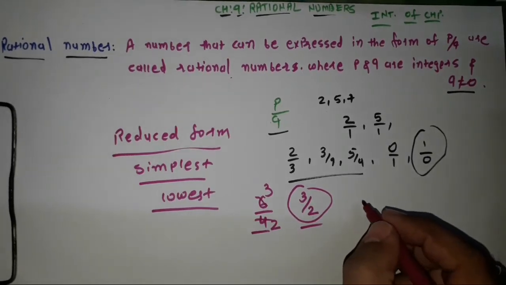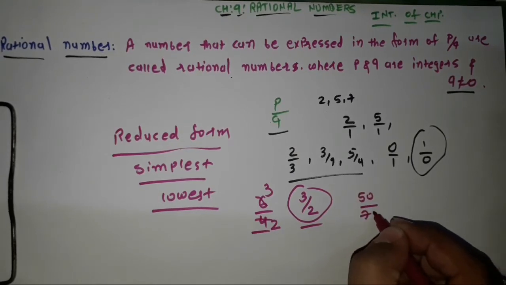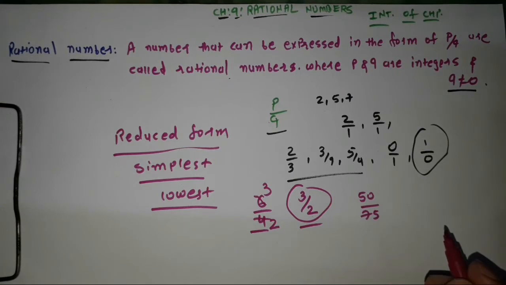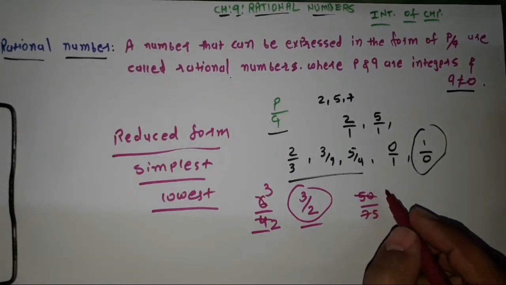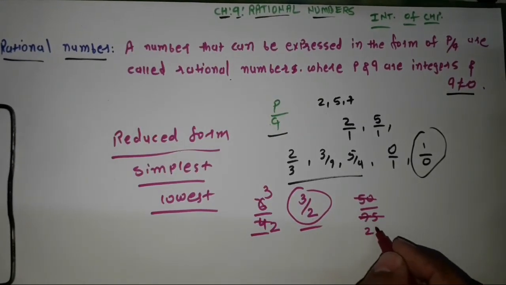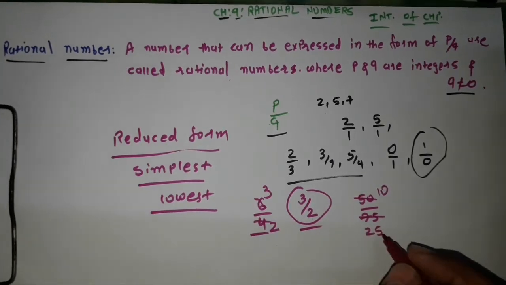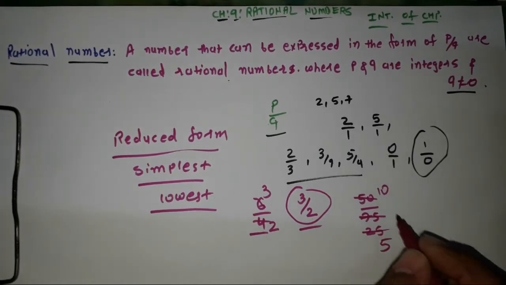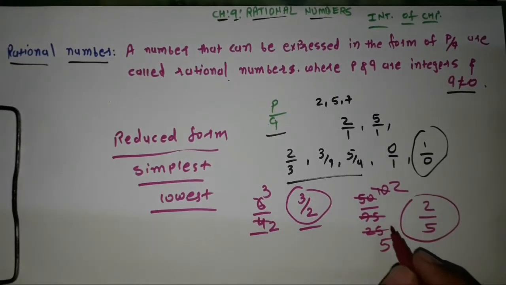Then for example, 50 upon 75. So 50 upon 75, both are divisible by 5. So we can try this: 15 5s are 75, 10 5s are 50. Again, 5 5s are 25, 5 2s are 10. So 2 upon 5 is the simplest form for this number.